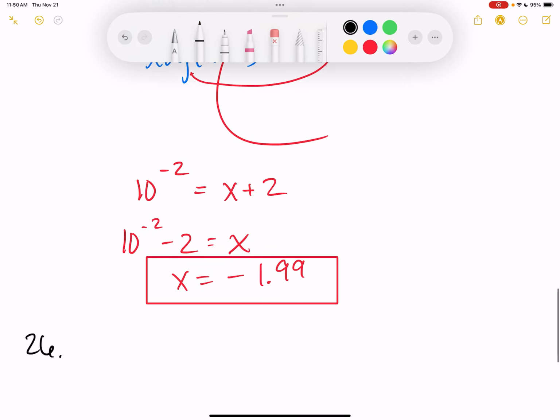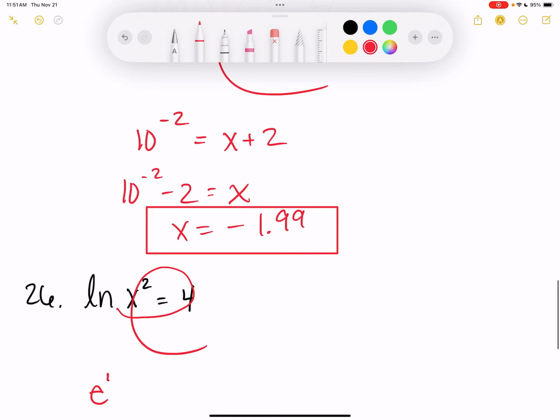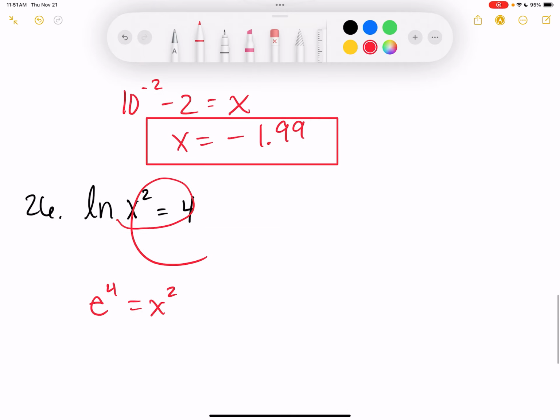26: ln of x squared equals 4. So this is a log base e. So start here and come around. So e raised to the 4 equals x squared. Now to get x by itself, I have to take the square root. What happens when I take a square root?